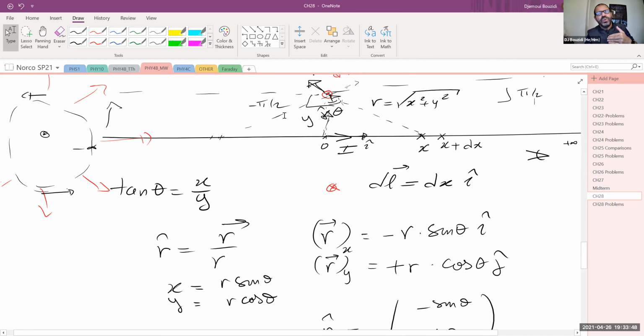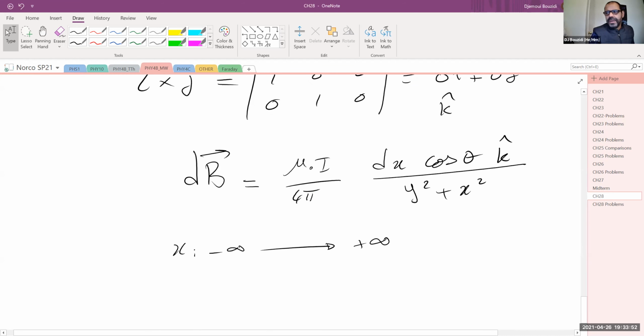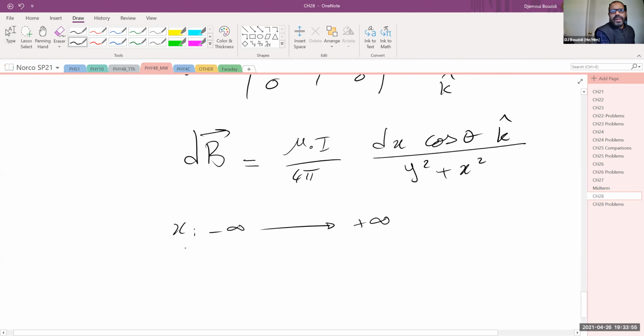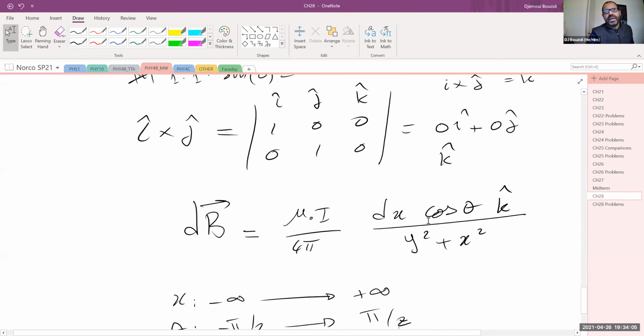So the boundaries of integration will change. Instead of x going from negative infinity to positive infinity, it's simply theta going from negative pi over 2 to positive pi over 2. That's all, okay? And everything else should be the same if we express everything in terms of theta now instead.